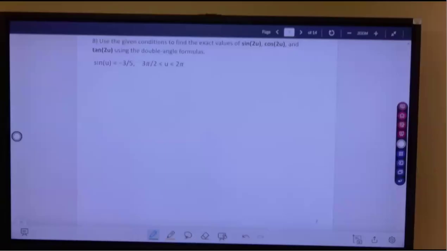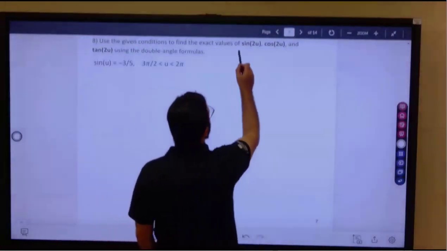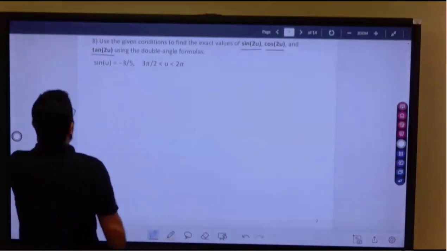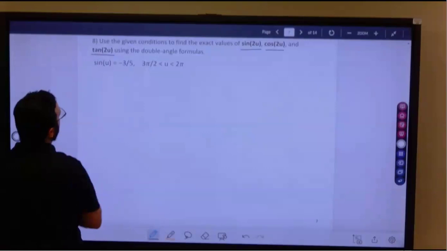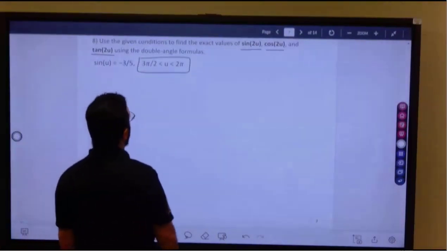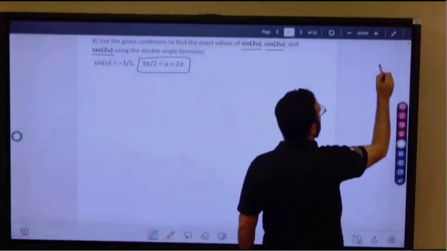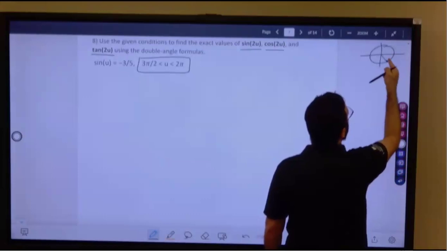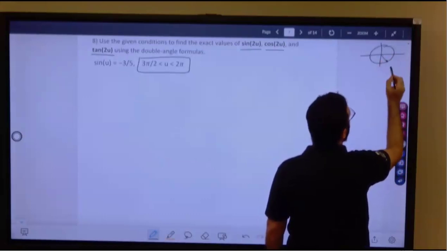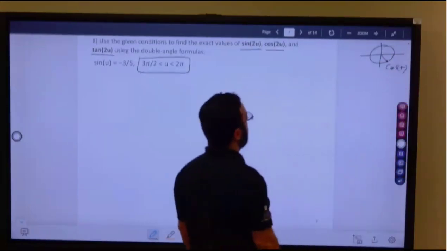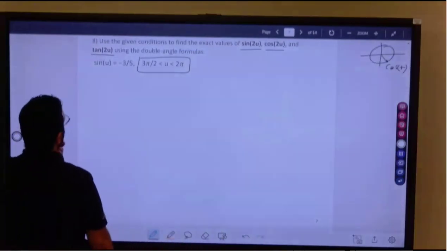Let's check example 8. We need to use the given condition to find the exact value of sine 2u, cosine 2u, and tangent 2u. We have sine u equal -3 over 5, and they're telling you u exists in the fourth quadrant. So keep in mind, u exists here. That means sine and tangent are negative, only the cosine is positive. So the cosine is positive.